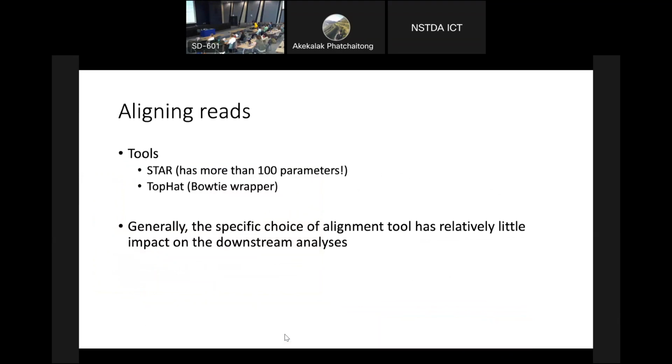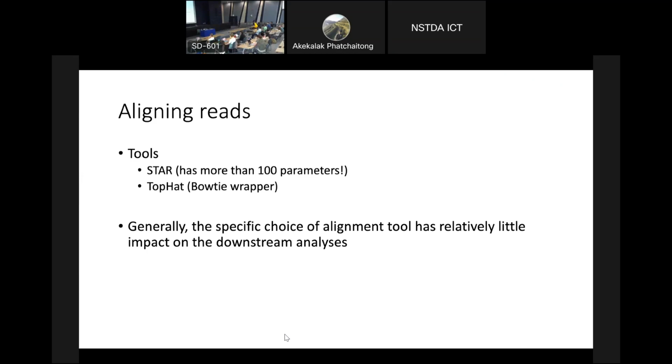What are the tools you can use? STAR is highly recommended. Unfortunately, it has more than 100 parameters. You also have an alternative, TopHat, which is actually a Bowtie wrapper. Any of those, and there might be others too. And if you are, for example, doing de novo, then I didn't list it here, but you can use Trinity software. So there are a lot of choices. For the purpose of this lecture, I'm recommending STAR, or rather the paper recommended STAR.